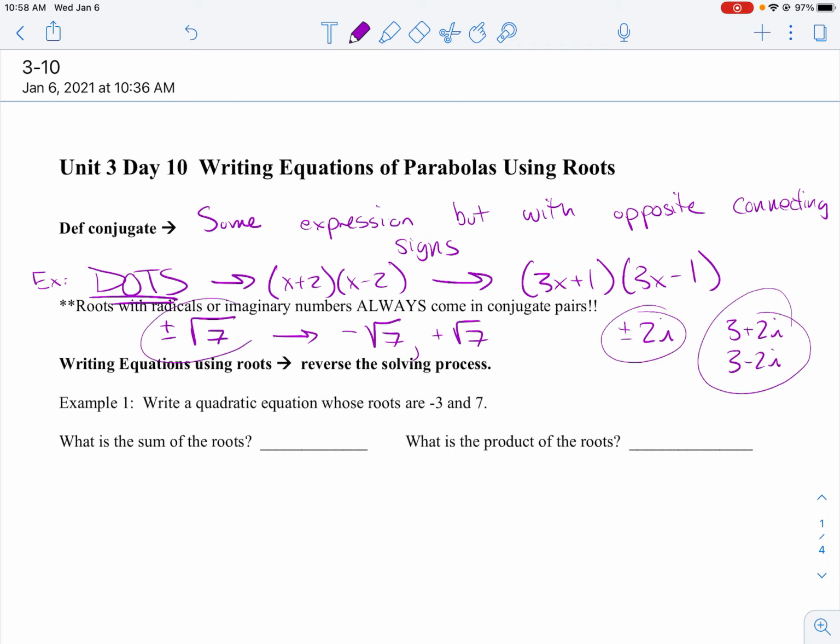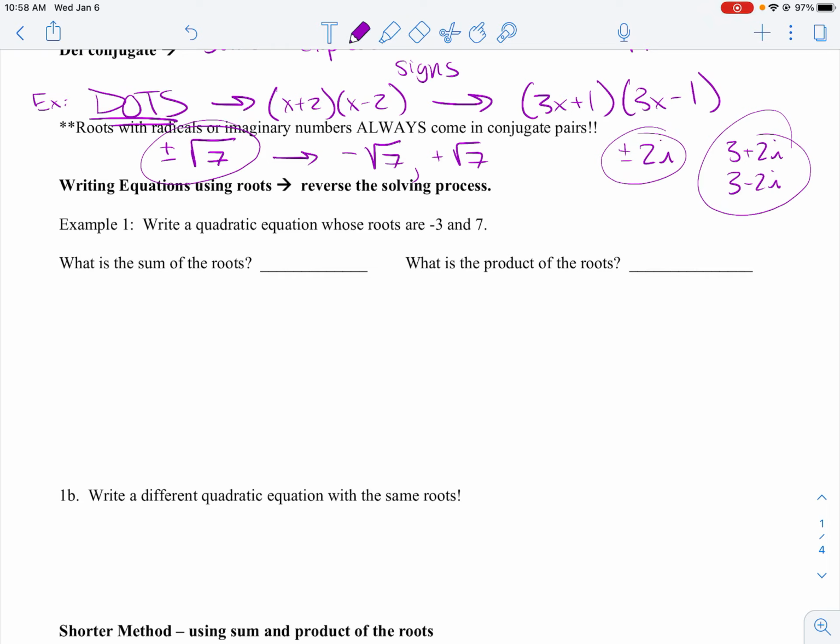Write a quadratic equation whose roots are negative 3 and 7. So what is the sum of the roots? When I add these together, I get a 4. When I multiply these together, I get a negative 21. You will see those numbers appear in just a few moments.